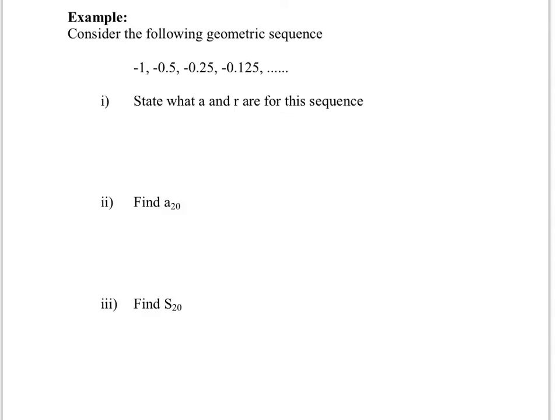Now let's do another similar example. Consider the following geometric sequence: minus 1, minus 0.5, minus 0.25, minus 0.125, and state what a and r are for this sequence. Now, a for this sequence is very straightforward, because a is just the first term. So a is equal to minus 1. To find r, we ask ourselves the question, what do I multiply minus 1 by to get minus 0.5? Now the answer, of course, is going to be plus 0.5. So if I multiply minus 1 by a half, or 0.5, I get minus 0.5.